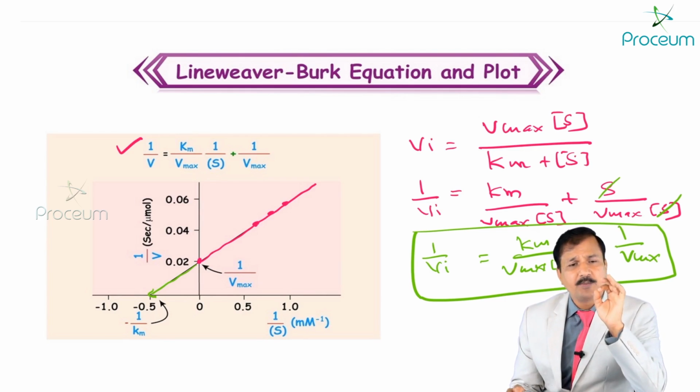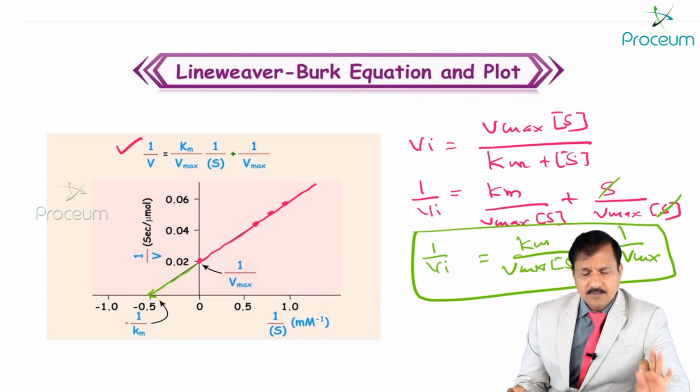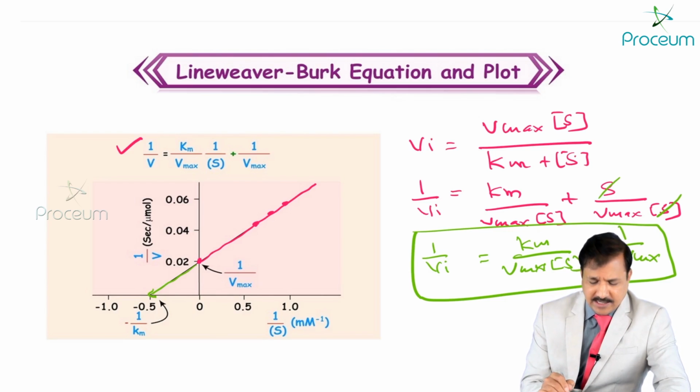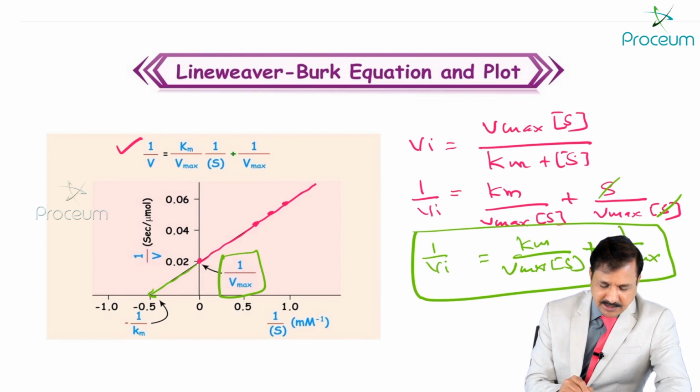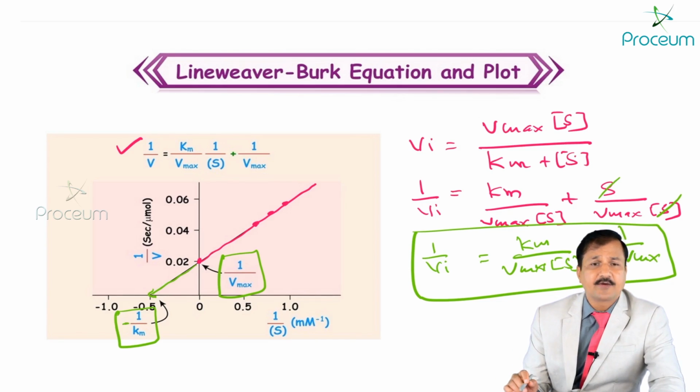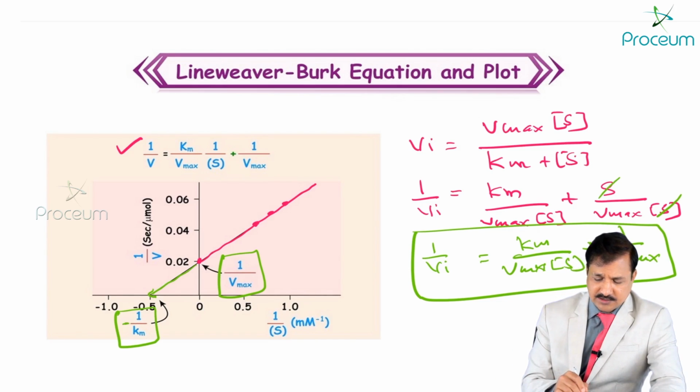So it is going to meet on some point on the x-axis. Now let's see what these points indicate. The point that is meeting on the y-axis is 1 over Vmax, and the point that is meeting on the x-axis is minus 1 over Km. These are the things that you must be careful about in the Lineweaver-Burk equation.